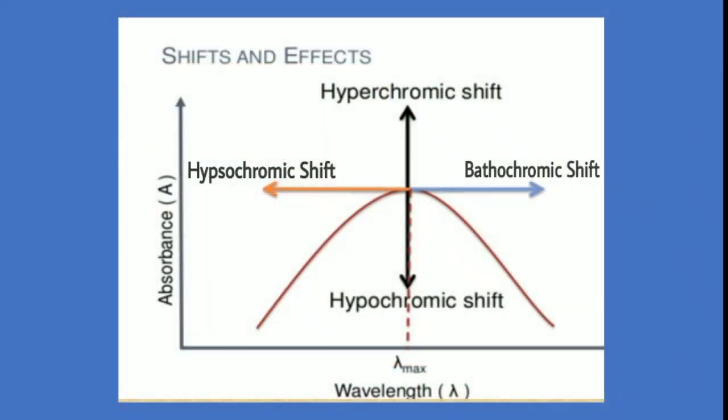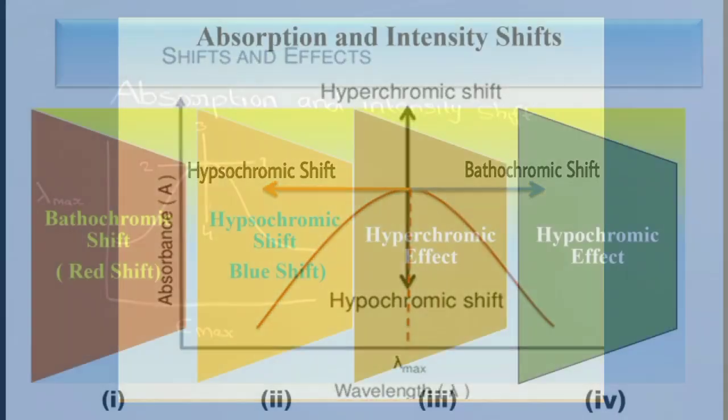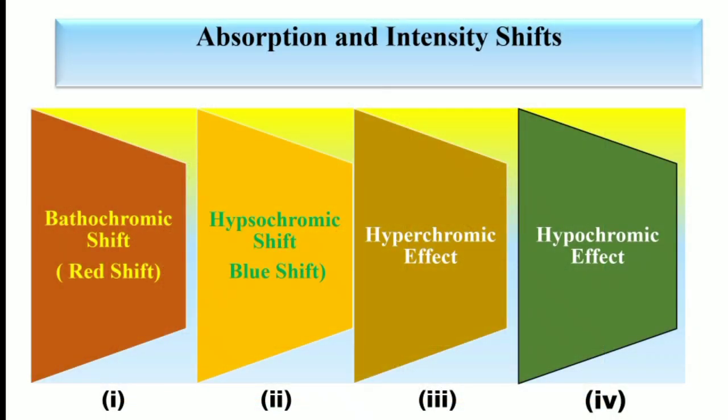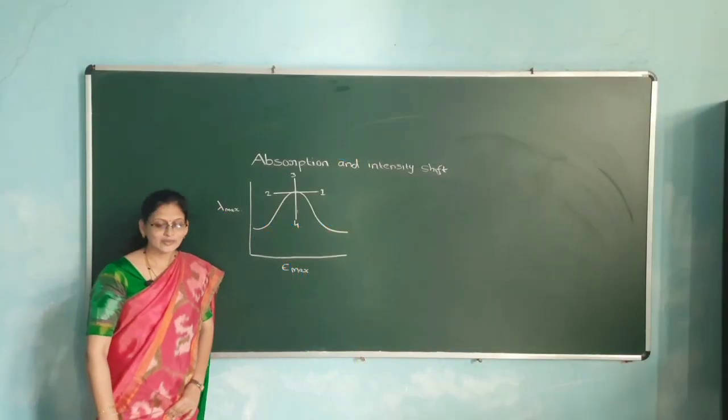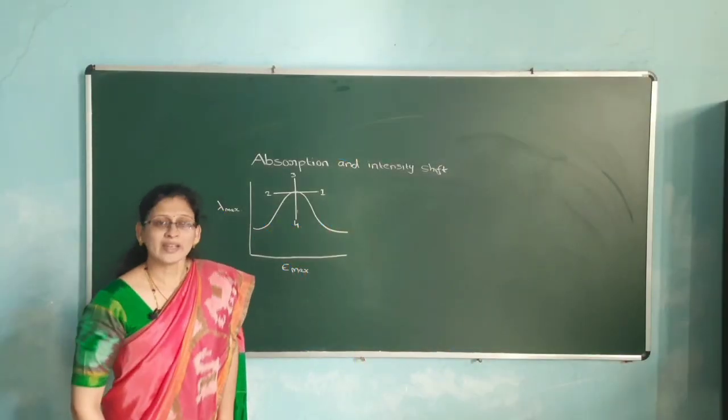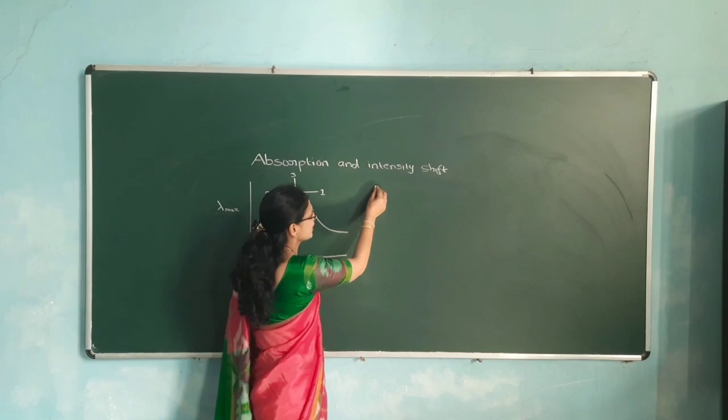So the first one I have marked here, first, second, third, fourth. The first one is bathochromic shift. The second one is hypsochromic shift. The third one is hyperchromic effect, and the fourth one is hypochromic effect. So we will start with the first one. What is bathochromic effect or bathochromic shift?